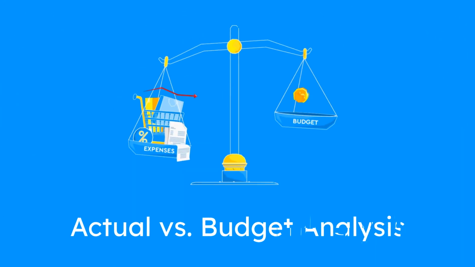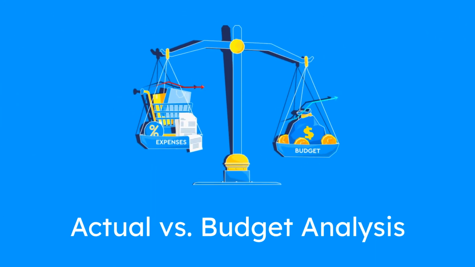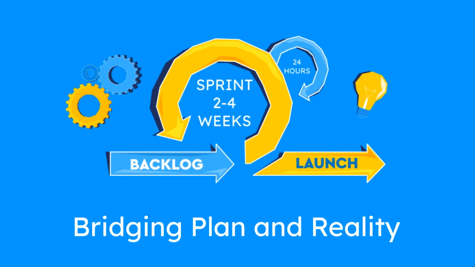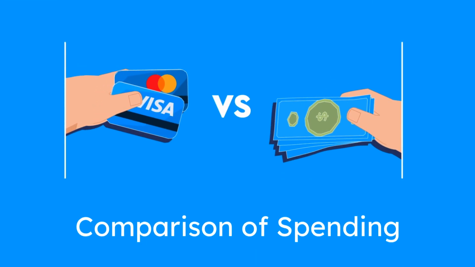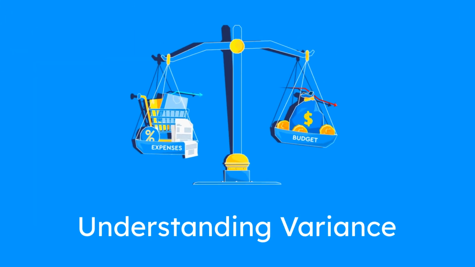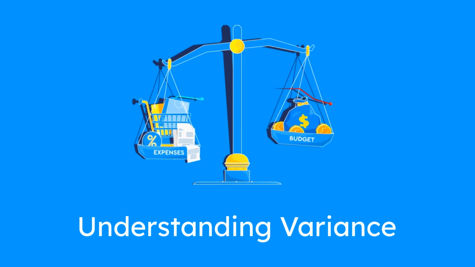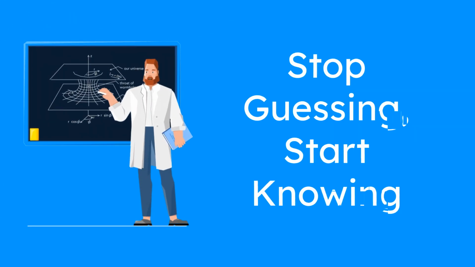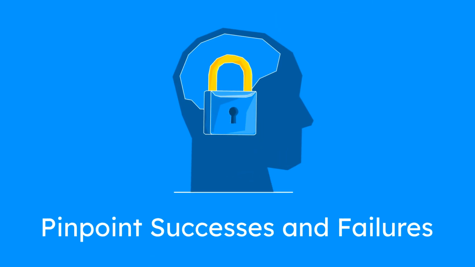This is where actual versus budget analysis changes the game, turning financial frustration into focus. It's a core concept used by large companies and savvy individuals to get a handle on their performance. Think of it as the bridge between your plan and your reality. It's a simple comparison of what you plan to spend versus what you actually spent. The difference is called the variance, and this number tells a huge story about your financial habits. By analyzing variances, you stop guessing and start knowing. You can pinpoint exactly where you're succeeding and, more importantly, where you're veering off track.